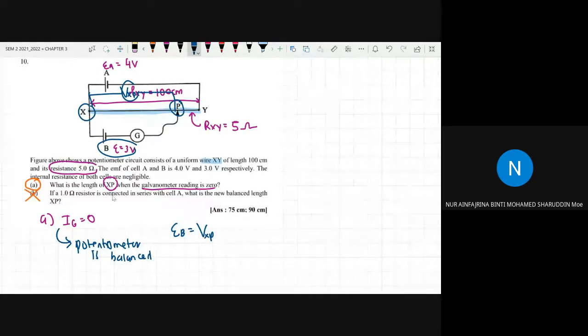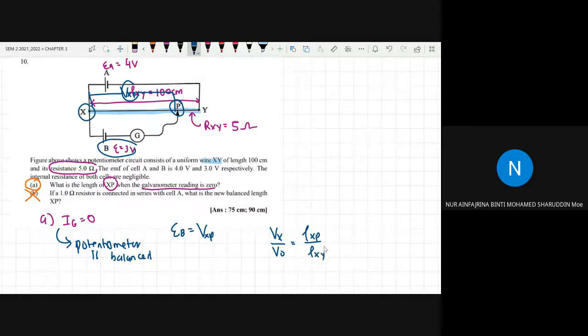Okay, now sekarang dia minta length of XP. So macam mana kita nak cari? So what is the formula that you can use? Anyone? Vx over V naught equal to length AC over length AB. Length XP over length XY lah.